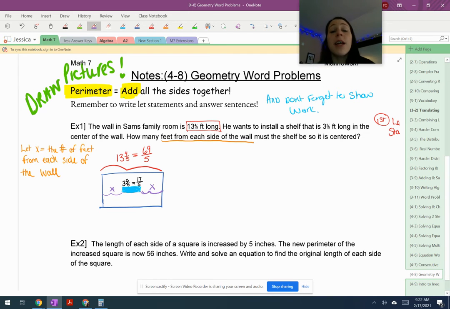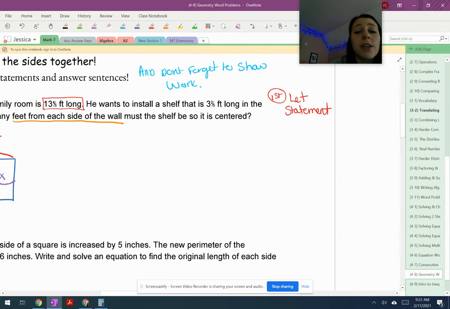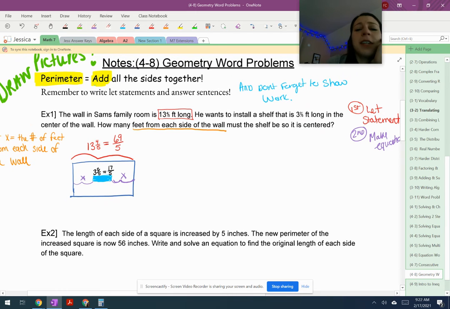All right, so now that I have a diagram here, I can use this diagram to create an equation. So second is to make an equation, if you have it. So again, think about what it has to be equal to. What is this total here? What number in this problem is like my total? And that would be the 13 4/5. So I'm going to use that. That's going to be equal to 13 4/5.